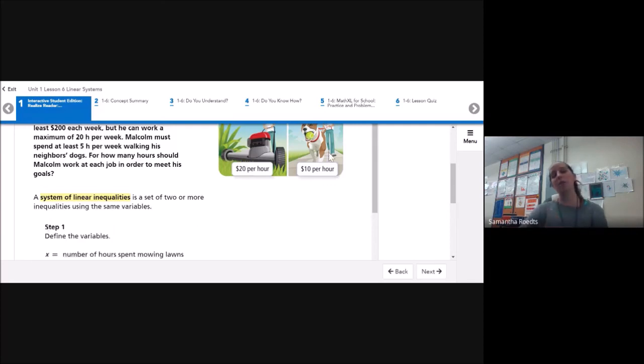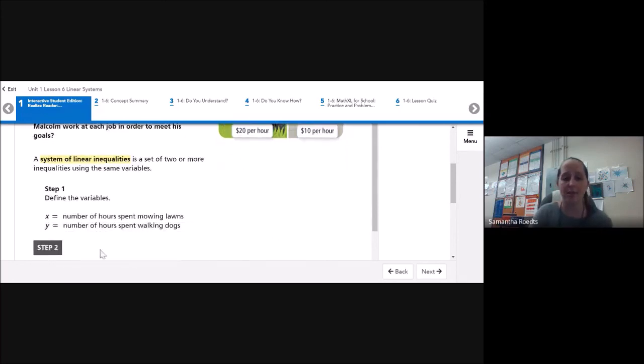So the first thing that we want to do is actually pick our variables. In this case, we're going to use x and y. Those are the most common variables that are used. Are they the only variables that can be used? No, that's generally what we use. Okay, so x is going to stand for the number of hours that he mows lawns, and y is going to stand for the number of hours that Malcolm walks dogs.